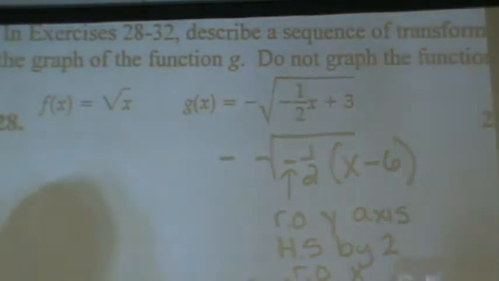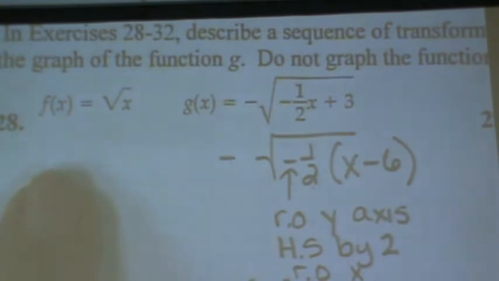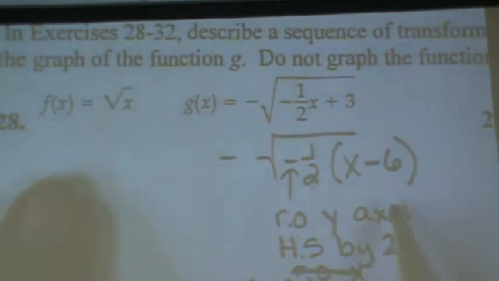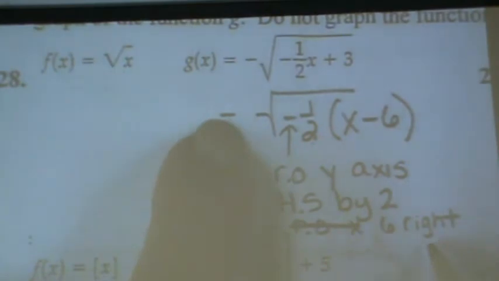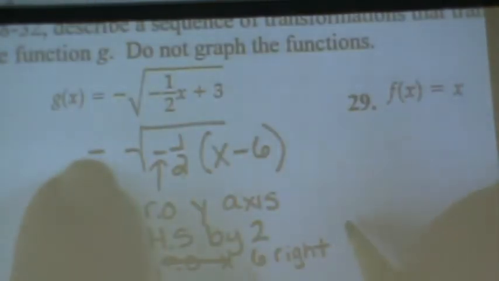I'm sorry. Backtrack, my bad. This is last, you're going to do this next. This is 6 units to the right. And then that's your C value, reflection over the x-axis.